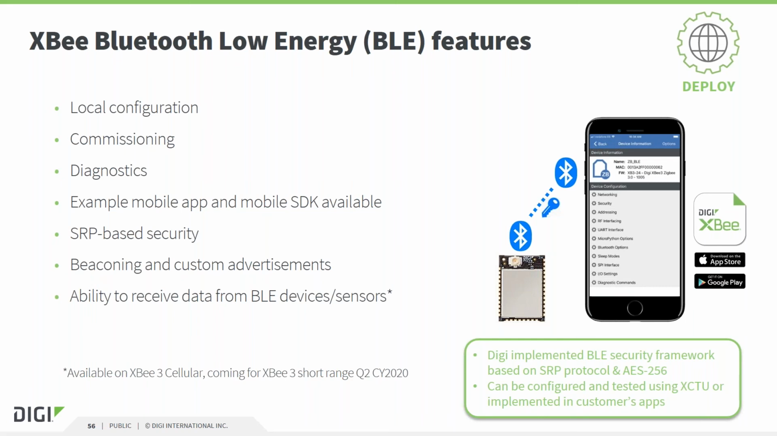When we look at the Bluetooth capability available on the XBee3 modules in general, it is worthwhile to mention a few features we support specifically and additions Digi made. First, Digi has implemented an additional security framework that works on top of the normal Bluetooth communication. This framework is based on the Secure Remote Password (SRP) protocol and is improving the security for Bluetooth connectivity significantly. Second, the module supports Bluetooth Low Energy beaconing, custom advertisements, and the ability to receive data from external Bluetooth Low Energy devices such as sensors.